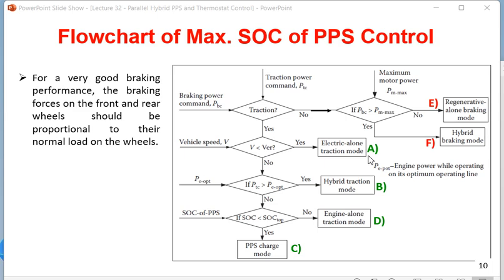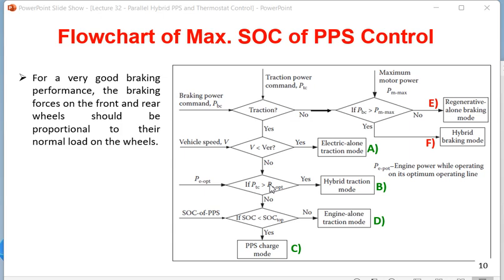If the answer is no, that means the vehicle speed is greater than VEB. In that case, the hybrid mode can come into picture, but it depends on one condition. Whenever we find that the vehicle speed is greater than VEB, the answer is no, then the hybrid mode can come into picture. Hybrid mode means the motor and the engine are working together and giving out the power together. But for that some conditions are there.